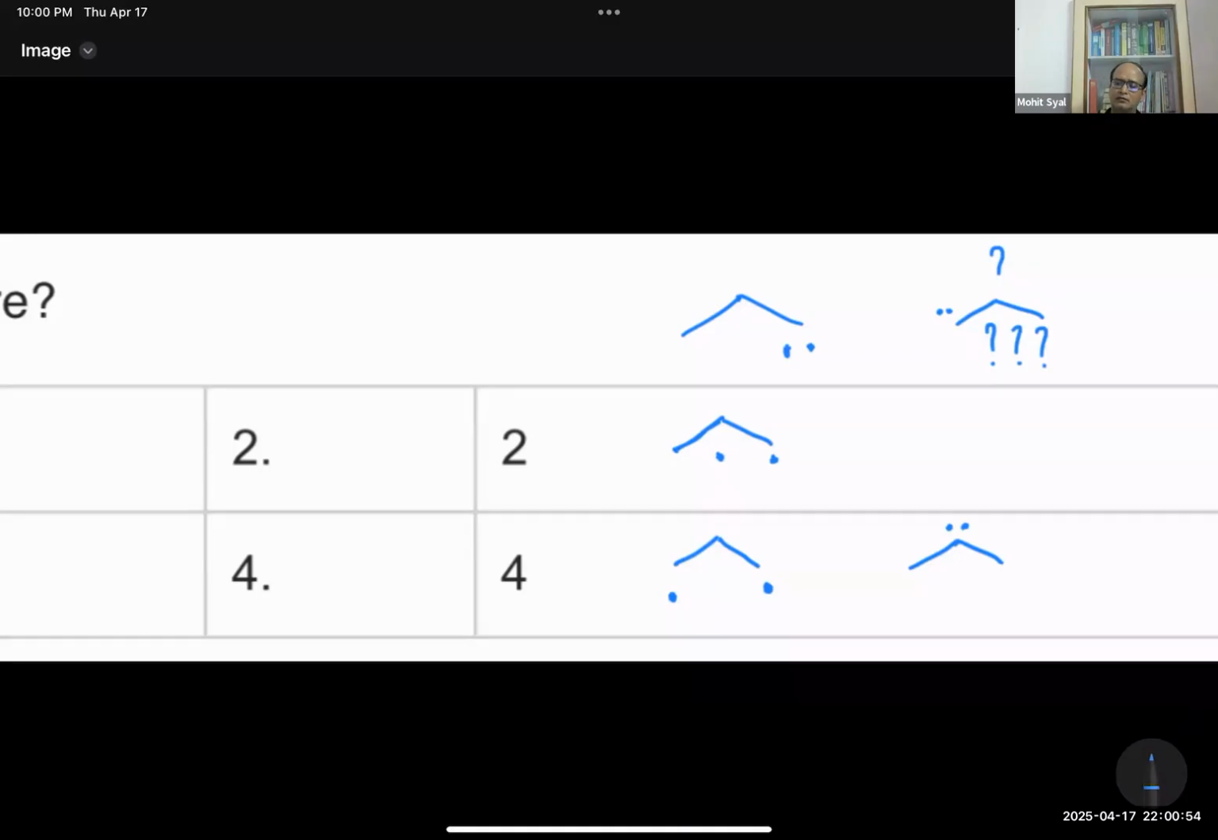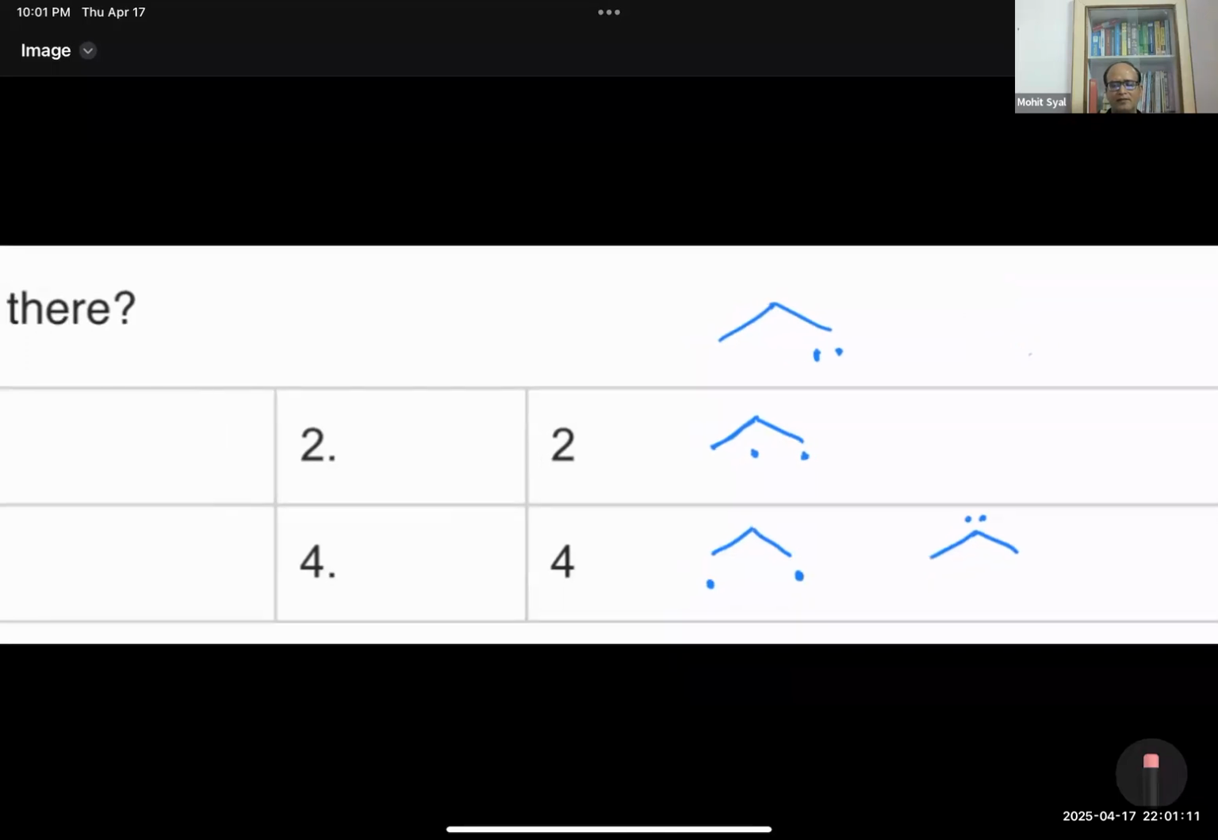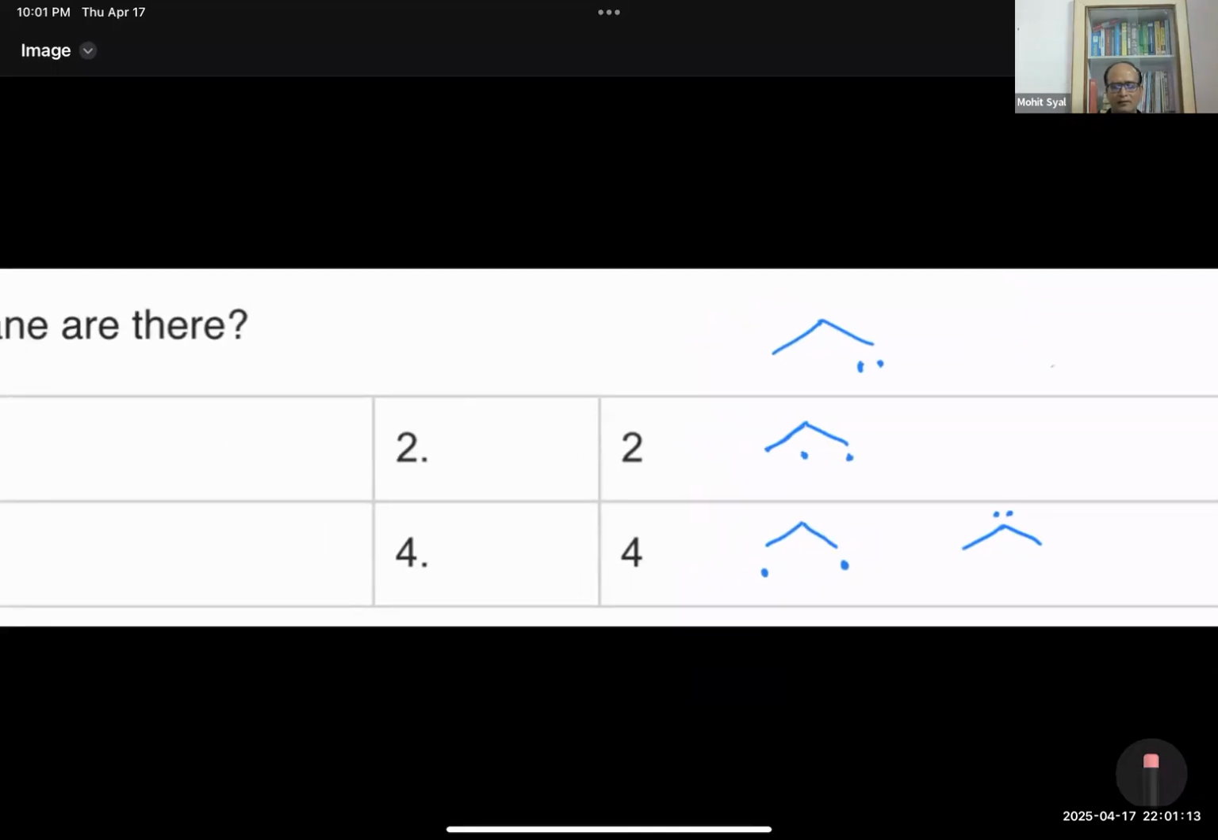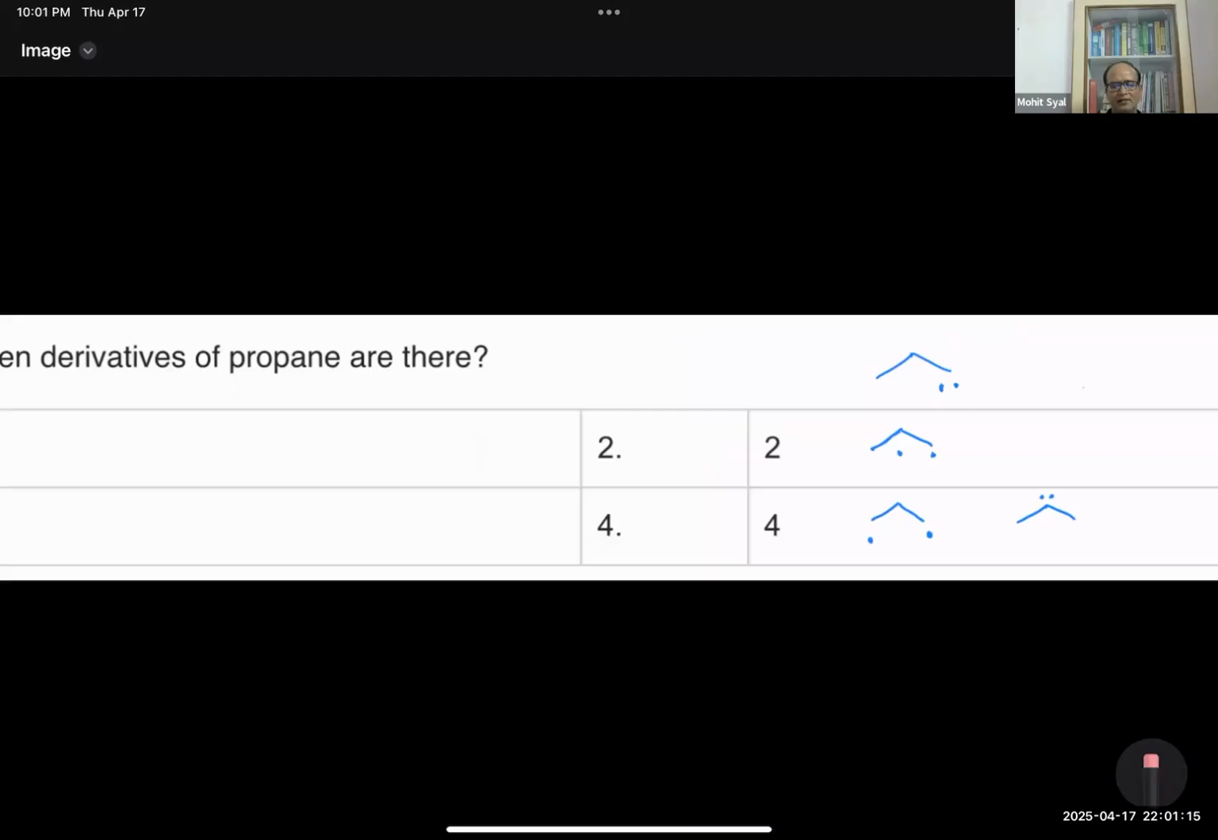Won't it be the same as the first one? Yeah, it is the same as the first one, just 1,1 and 3,3, because if you flip it like this, it will become this. So I should not consider it. So how many new unique isomers, structural isomers, are you getting in total? You are getting 4 structural isomers.